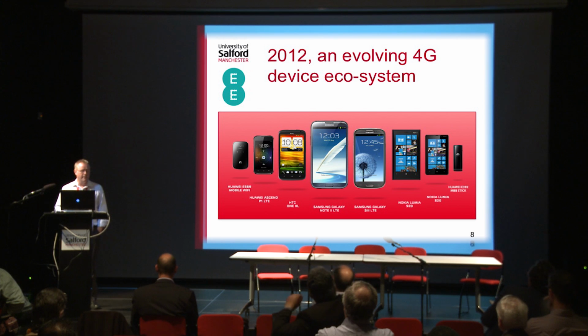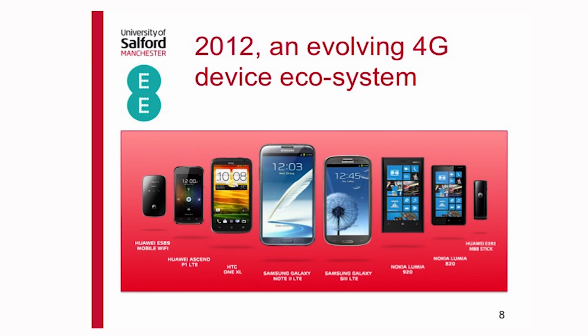And the lineup you see there is the lineup that was announced just prior to EE's launch. And you'll notice it's a fairly limited number of handsets. There were just 6 handsets in the world at the time that would support 4G on the 1800 megahertz band, which is a spectrum that had been refarmed to support the service. There was also a dongle and a mobile Wi-Fi device.